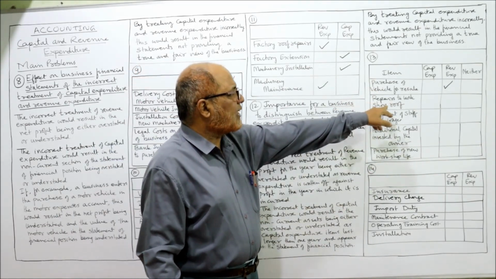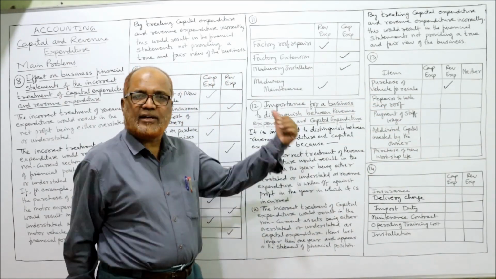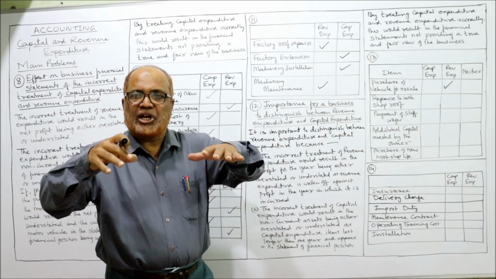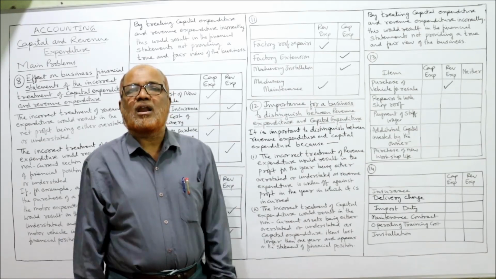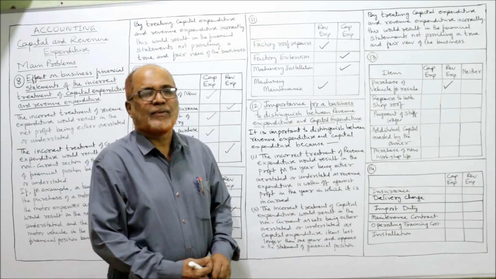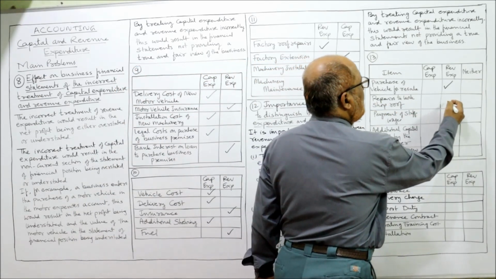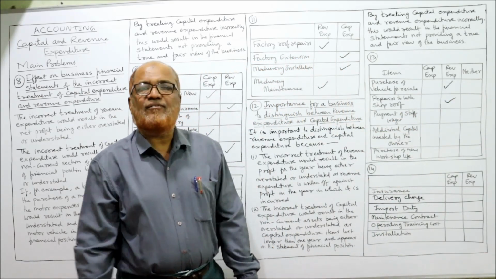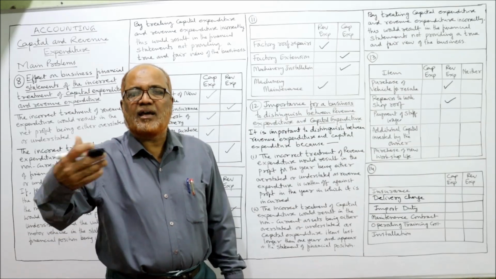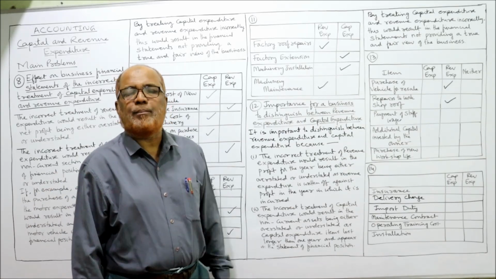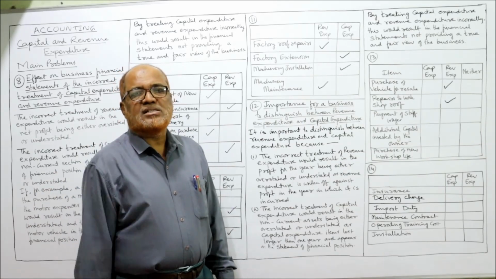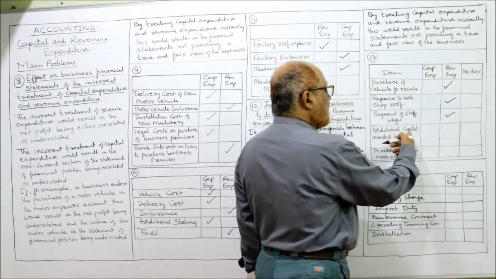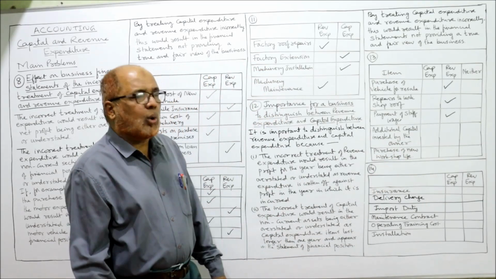Next, repairs to workshop roof. Just now I told you, any repairing done to the premises, to the machinery, to the furniture, it's a revenue expenditure. So repairs are revenue expenditure. Then payment of staff wages. Wages are recurring expenditure. Every month wages are paid. So wages is a revenue expenditure.